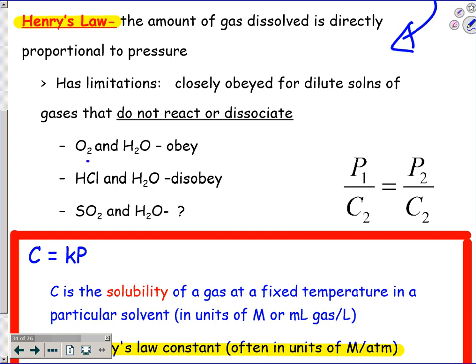So oxygen and water, they're not going to react. They're two covalent species that literally just don't react. We're not making hydrogen peroxide or anything here. So this will obey Henry's law because there are no extra reactions or side reactions occurring.